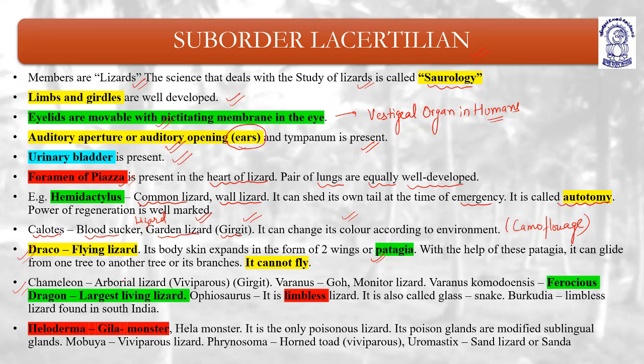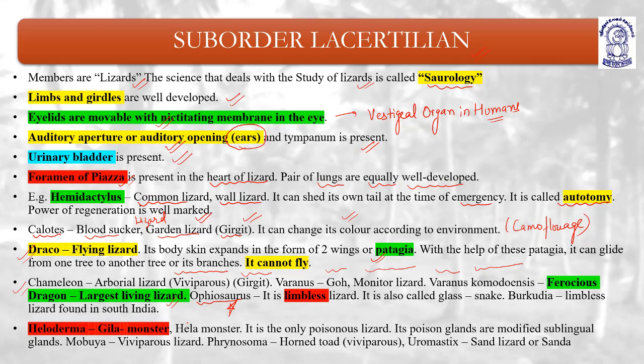Chameleon, also known as arboreal lizard, is viviparous, also known as girgit. Varanus, goho, monitor lizard. Then Varanus komodoensis, ferocious dragon, the largest living lizard. So ferocious dragon is the largest living lizard, and the scientific name is Varanus komodoensis. Ophiosaurus is a limbless lizard. Please remember the name Ophiosaurus. Ferocious great dragon, the largest living lizard.